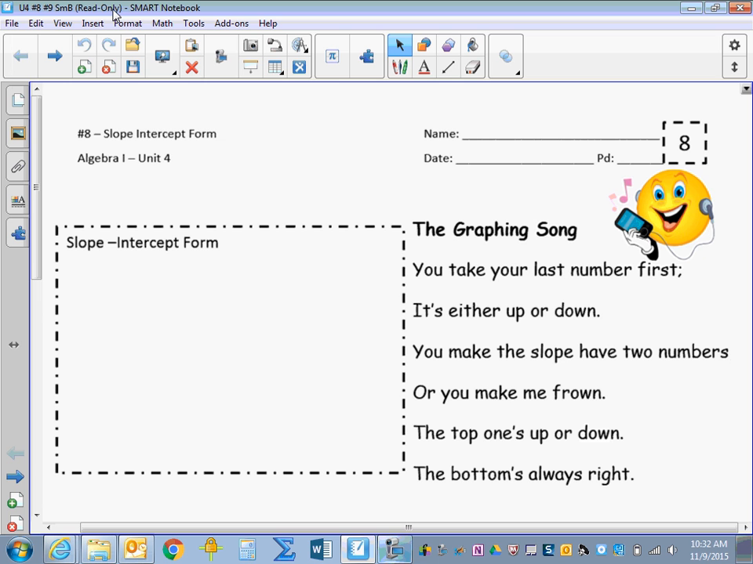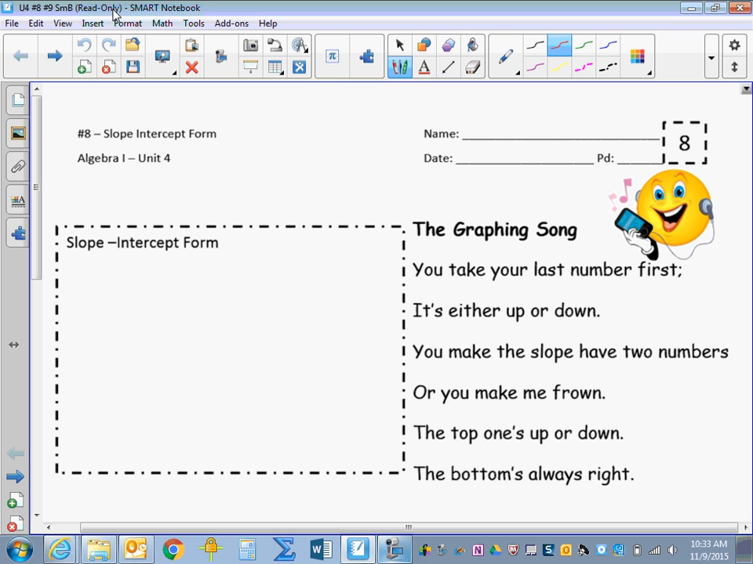Alright, so our notes for today, we're going to talk about slope-intercept form. We've already briefly touched on this last class, where we talked about what it was, but we didn't show you how to graph using it. So today we're going to take a look at how to graph a line using slope-intercept form.